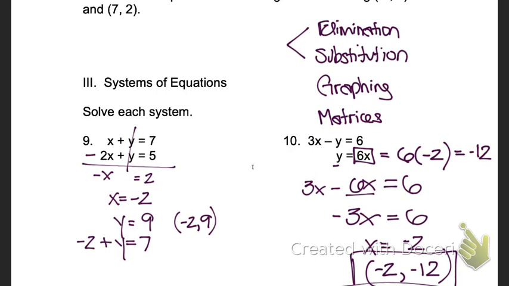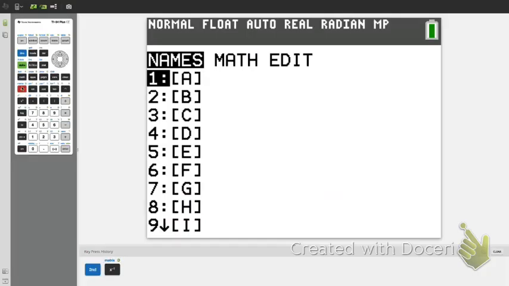Now, I do want to talk about matrices real quick. We're going to solve this number 9 again using a matrix. So if you do have a calculator, go ahead and get that out. If you don't, you can follow along with me on the screen. All right, so once you're in the matrix menu, second, and what is that button? I can't even see it. The x variable.